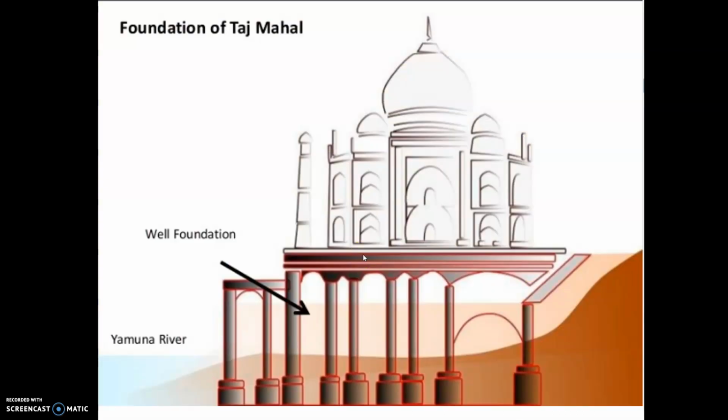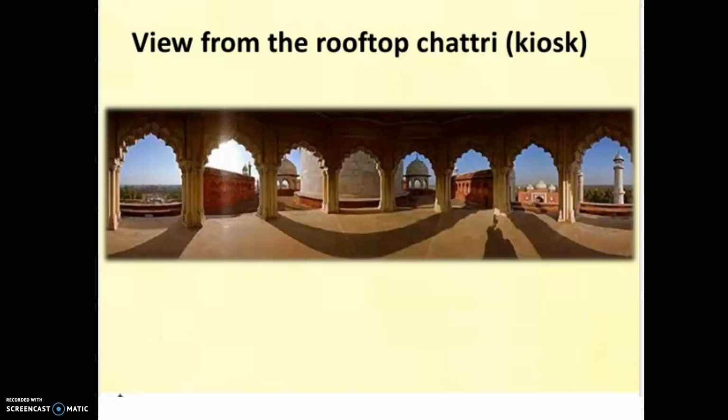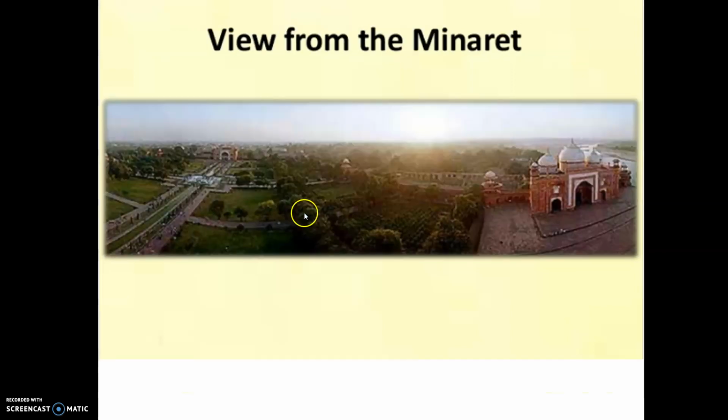And this is the foundation of the Taj Mahal. A well foundation is made for the Taj Mahal, as it is very close to the river Yamuna. So we could see the view of the rooftop chhatris. So this is from the rooftop chhatris. We could see the domes, chhatris, and the minarets. And this is the view from the minaret. You could see the mosque and the entry gateways, and the entire Charbagh garden.